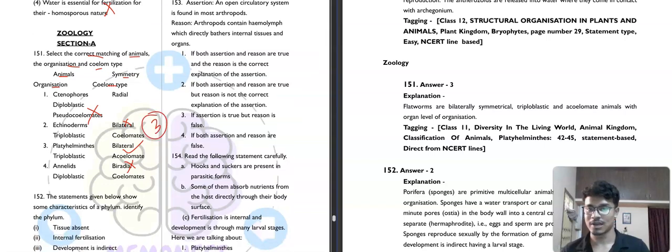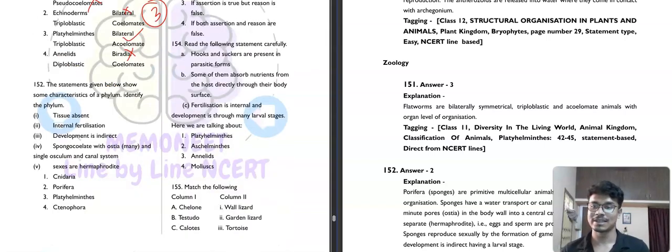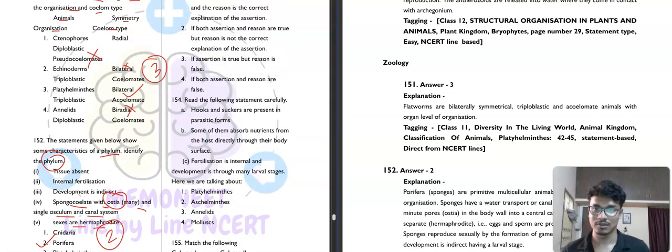Then question number 152. Select the statements given below. Some characteristics of a phylum, identify the phylum. Tissue absent, internal fertilization, development is indirect, spongocoel with ostia, a single osculum and canal system present. Sexes are hermaphrodite, sexes are not separate. This is all true for Porifera. The second option will be our correct answer. Ostia is present in Porifera.